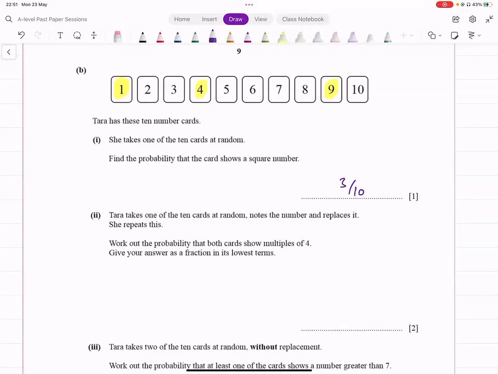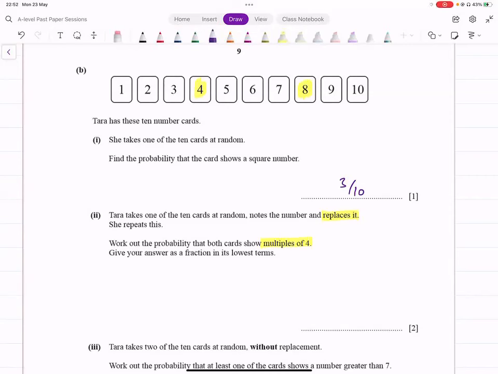Tara takes one of the 10 cards at random, notes the number and replaces it. Now this is important. She's replacing the card. She's taking one card and then replacing that, and then she repeats it. Work out the probability that both cards show multiples of 4. She's taking 2 cards out, and both have to be multiples of 4. Multiples of 4 आपके कौन से आ रहे हैं? You've got 4 here and 8 here. There are only 2 multiples of 4. Work out this probability कि दोनों cards multiples of 4 हो.